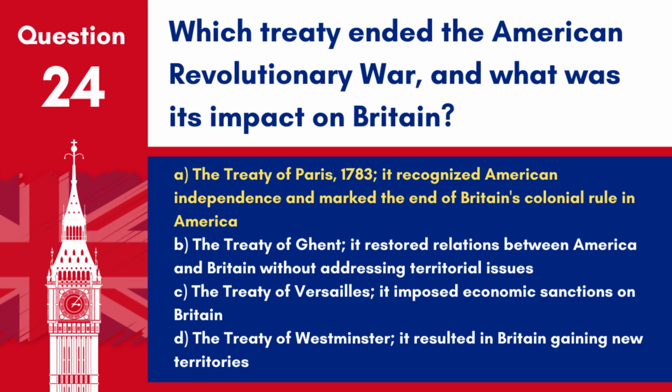Answer: A. The Treaty of Paris, 1783. It recognized American independence and marked the end of Britain's colonial rule in America. This treaty officially ended the American Revolutionary War, acknowledging the independence of the United States.